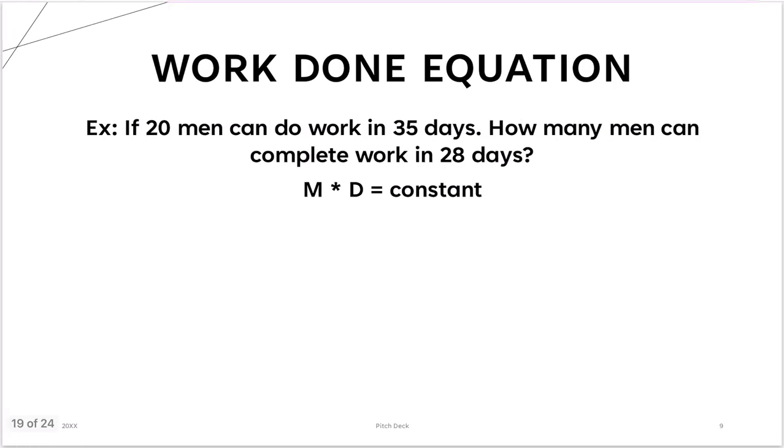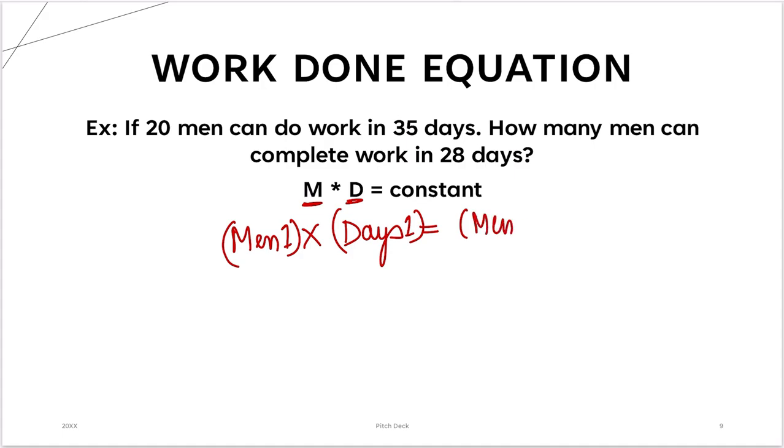Let's start. Suppose 20 men can do a work in 35 days. How many men do we need to complete the work in 20 days? Again, I've told you, men: the more the men, the more the work, right? So men will be in the numerator, into number of days is constant. Means men taken in the first case and number of days taken in the second case is equal to men taken in the second case into days in the second case.